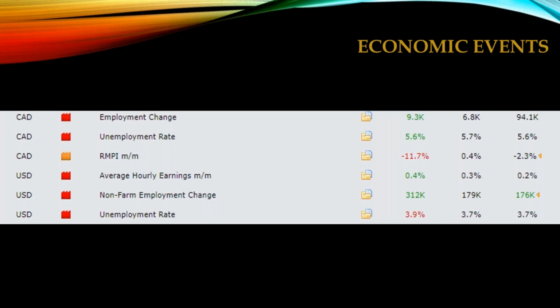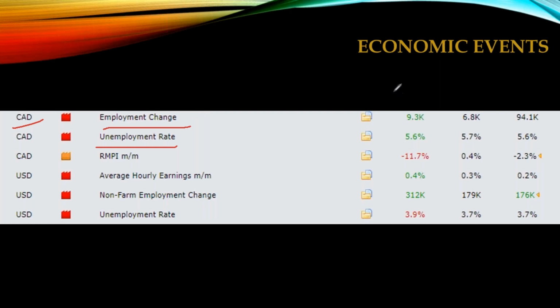So why did we have volatility in the market on Friday? Things began with the Canadian markets. The Canadian dollar was getting a bit stronger against the US dollar. One of the reasons was their unemployment change and unemployment rate. Looking at both of these economic figures, they performed exceptionally.